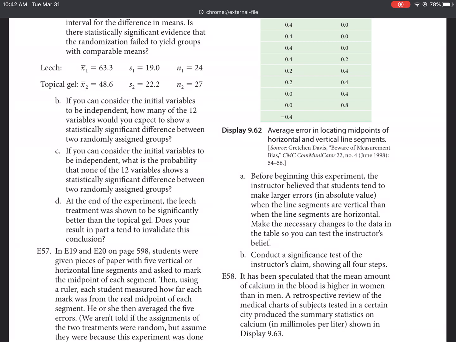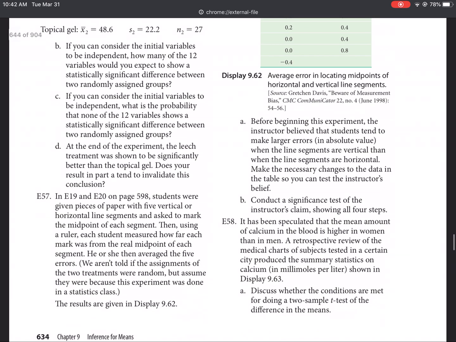So, were these random samples of students? Well, the simple truth is no, they weren't exactly random samples of students. But you'll notice in the parentheses it says we aren't told if the assignments were random, but assume they were because the experiment was done in a statistics class. So we'll go ahead and assume that the teacher properly assigned the horizontal papers and the vertical papers to their students at random. Okay, so now we can say that that condition is checked.